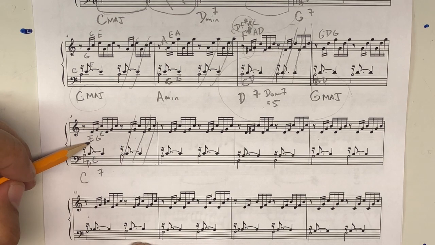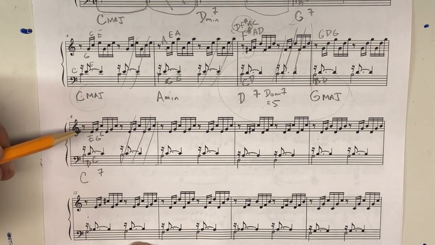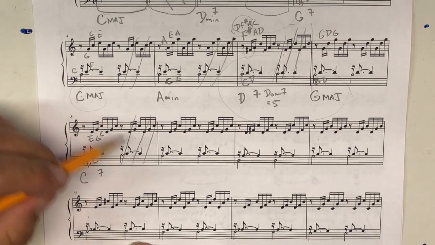Is it an E chord? E, G, B. That's close. Got an E, a G, and a B. But if it was a 7 chord, an E chord with a 7, that'd be E, G, B, D, not C. And it's not a G chord, G, B, D, F, it's not even close. So this is some kind of C chord right here.